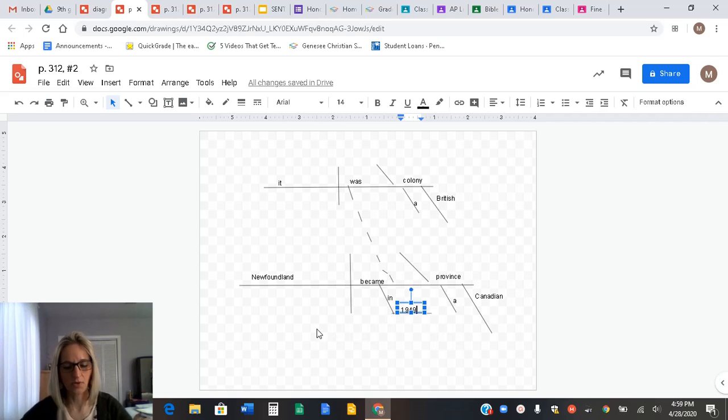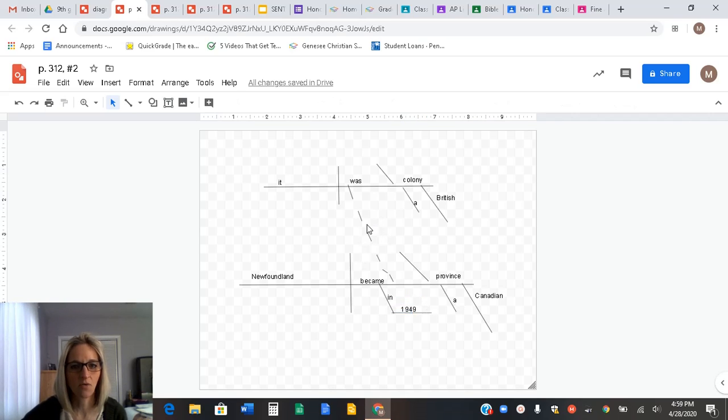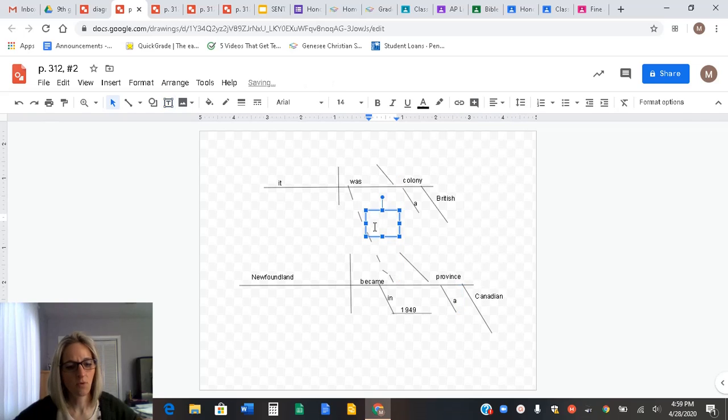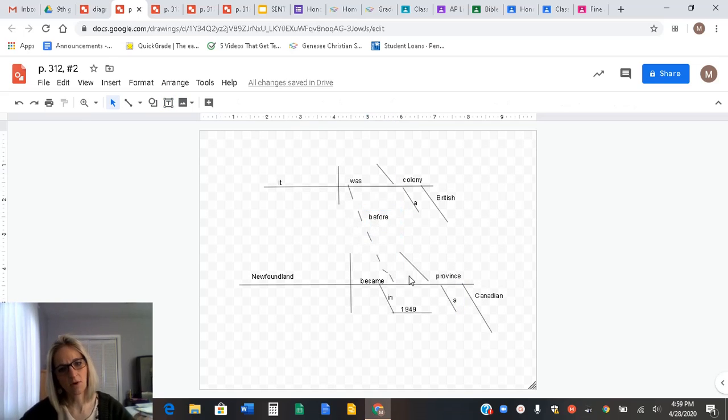Now, where am I going to put the word before? Remember, when you have a subordinating conjunction, the subordinating conjunctions go on the dotted line. So you would write before on the dotted line right here, and of course you would write it right on the line like that, okay? So that's how you do number 2. Did you get it right?